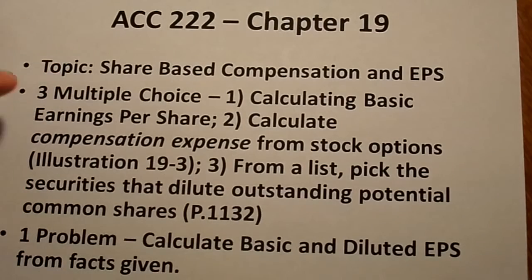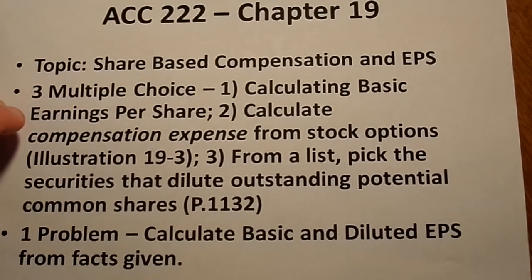In Chapter 19, we have share-based compensation and earnings per share. One of the multiple choice questions will be calculating basic earnings per share. One of them will be calculating compensation expense from stock options, and I've referred you to an illustration, 19-3. And then from a list, you need to pick securities that dilute outstanding potential common shares.